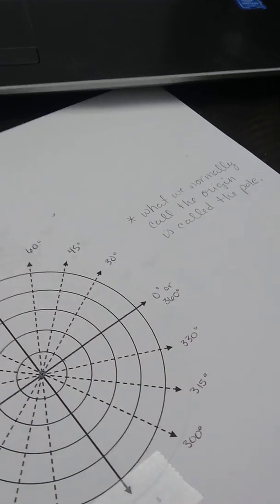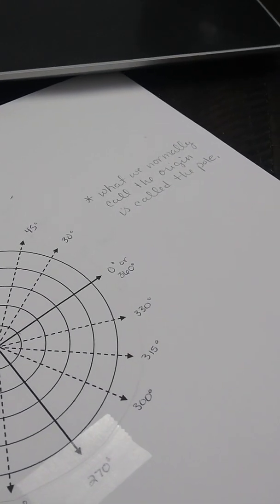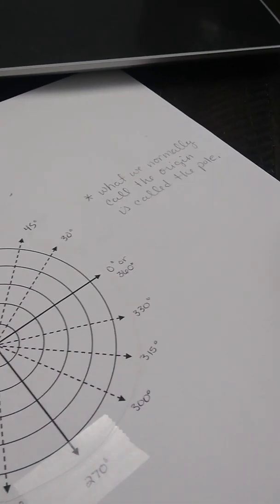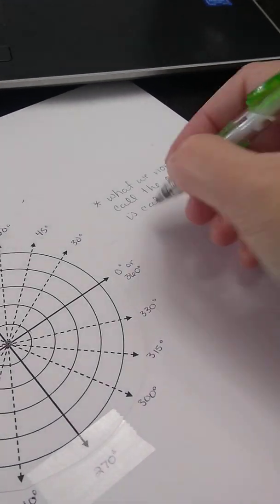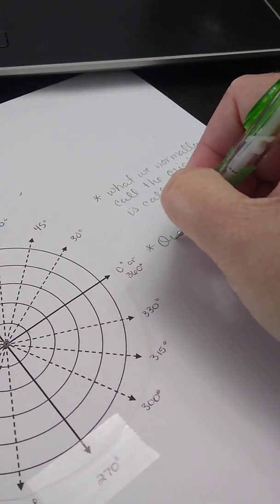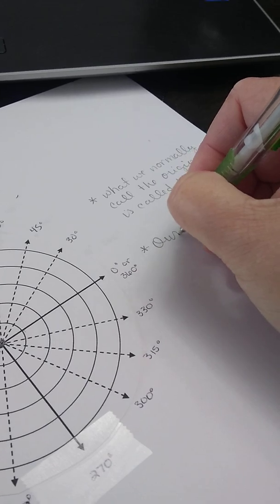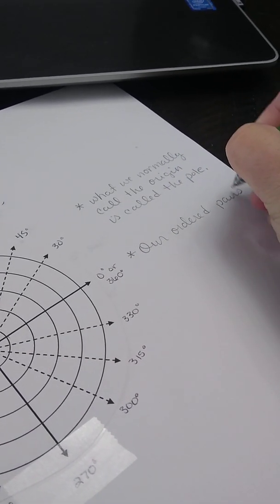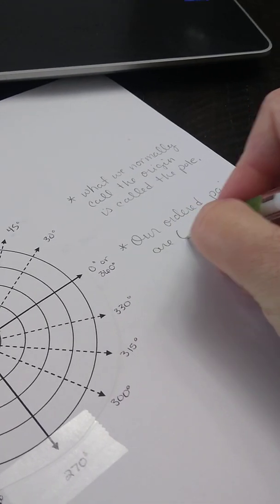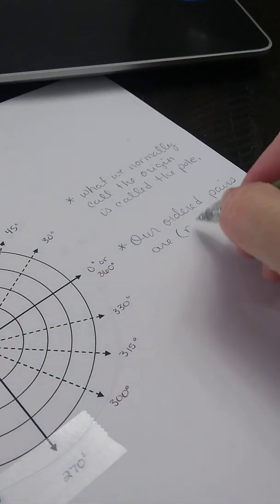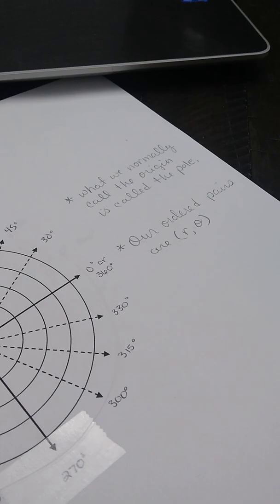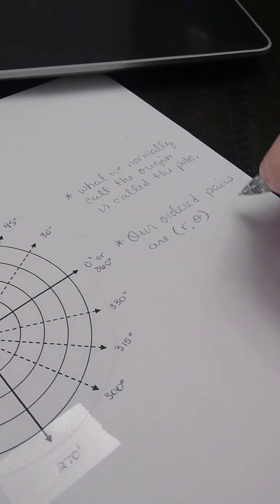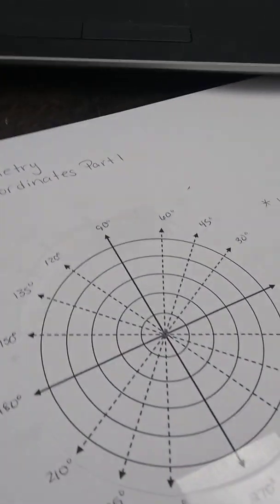Our ordered pairs, instead of being x, y like they are on a regular coordinate plane, are r, theta. R stands for radius, and theta stands for the angle. So over here, r would be for radius.